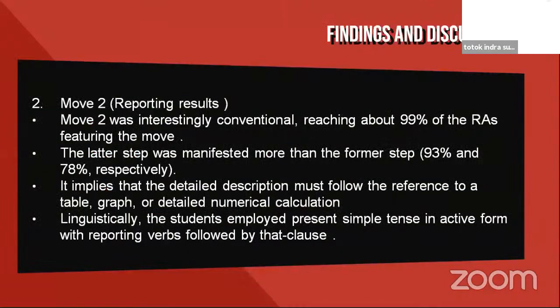The next. Now let's talk about Move 2, reporting the result. Is it right that all 130 articles did reporting the result? The answer is yes. Move 2 was interestingly conventional, reaching about 99% of the research articles featuring the move. It means that 99% of 113 articles did reporting the result.